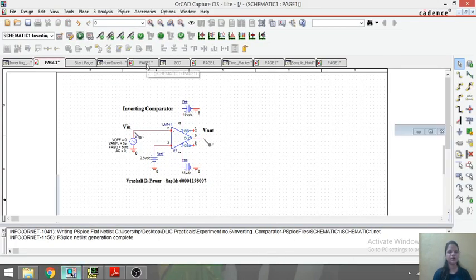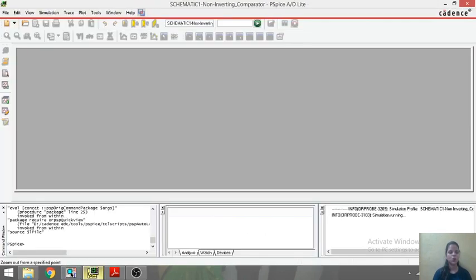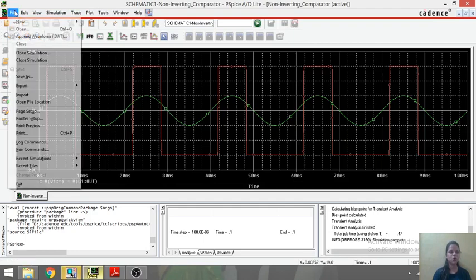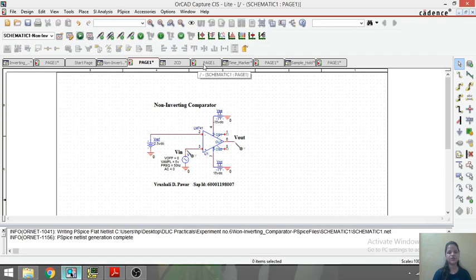For the non-inverting comparator, I have already made a circuit here. V reference is 2.5 VDC, V amplitude is 5 volt, frequency is 50 Hz. So let us run this to check the output. So here is the output for the non-inverting comparator. Green is the input wave and red one is the output wave. So close this.